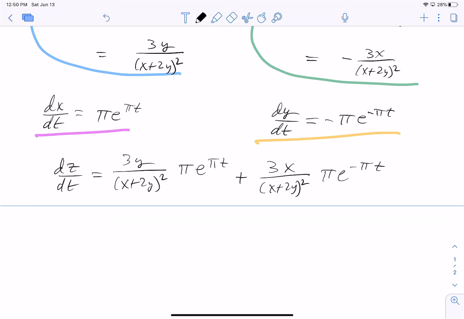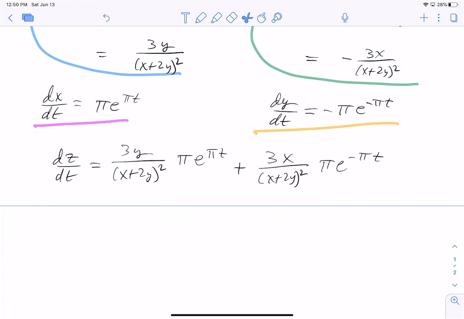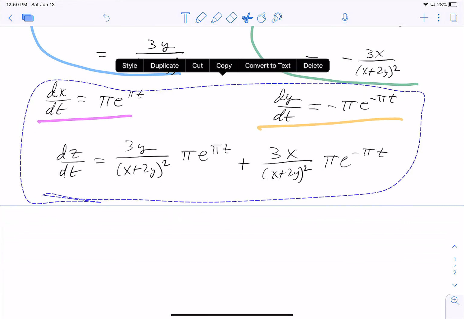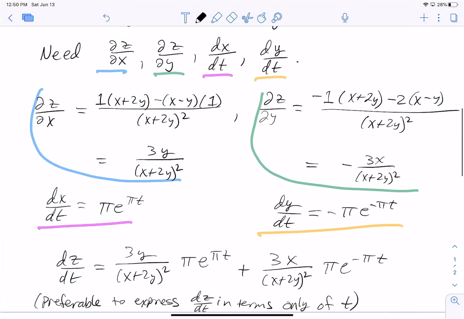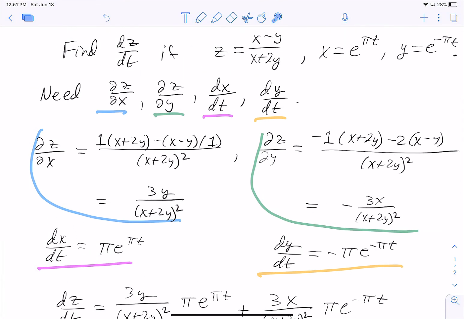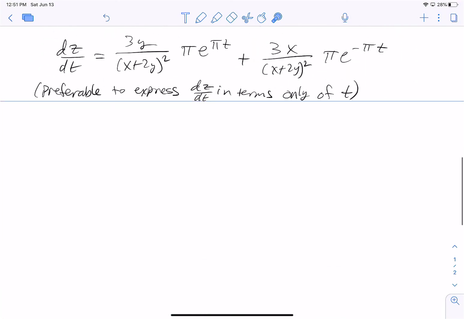I'm not going to leave this as my final answer. I think you might see stuff like this in the textbook. I'm going to say that it is preferable to express dz dt in terms only of t. For this, we're going to use our definitions that we have. x is equal to e to the pi t, y is equal to e to the negative pi t. We're going to substitute those wherever we see x and y.